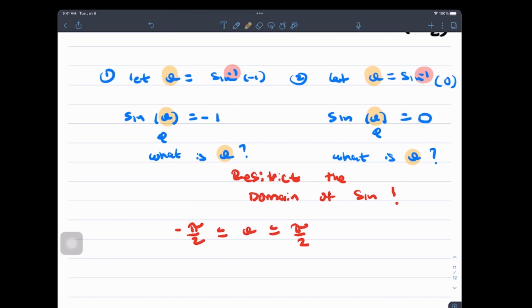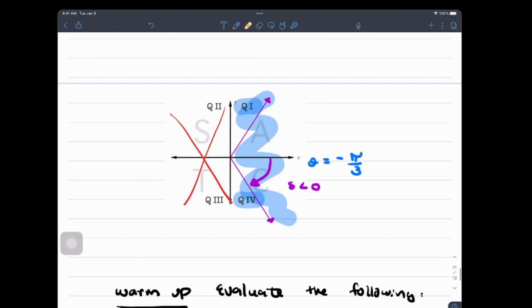So this is our domain. This is what we're allowed. We're allowed negative angles and positive angles. This is our restricted domain. We can't use any other value for theta. Can't use anything else for theta.